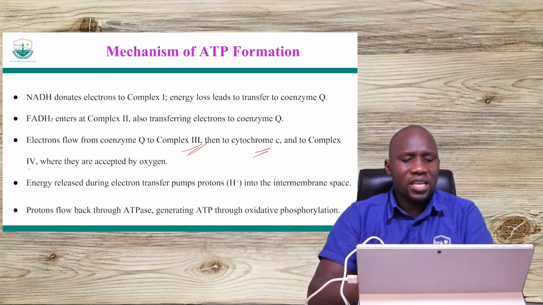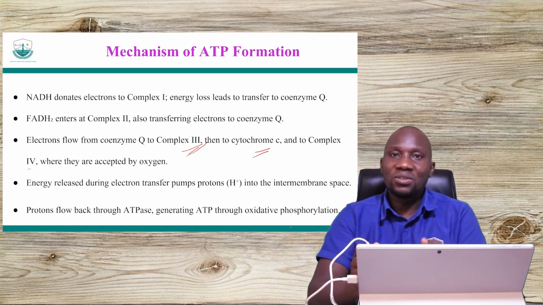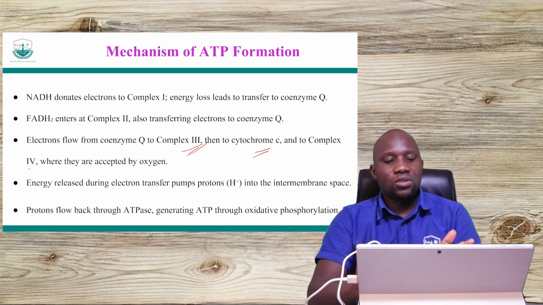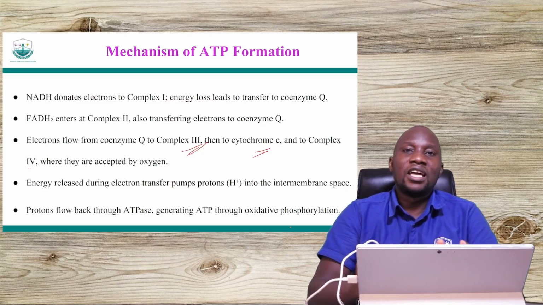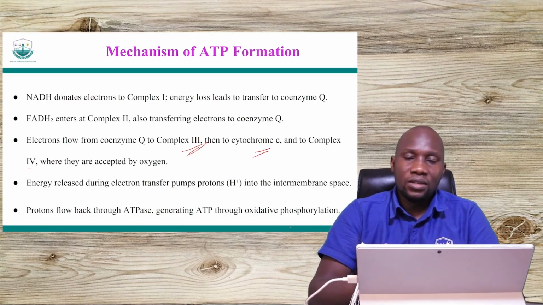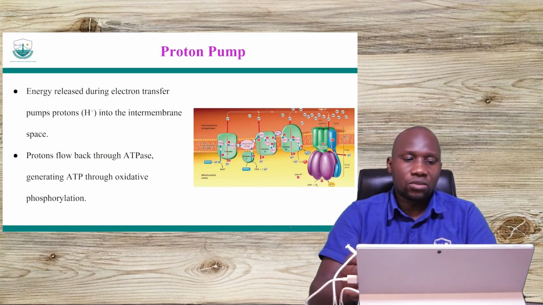Okay, so the energy released during the transfer is used to pump hydrogen ions that create that gradient, and I've explained that. And then the protons flow back through the ATPase, generating ATP. And that ATP is now the energy that we want. That process is what we call oxidative phosphorylation.